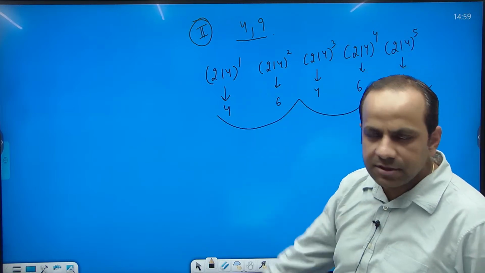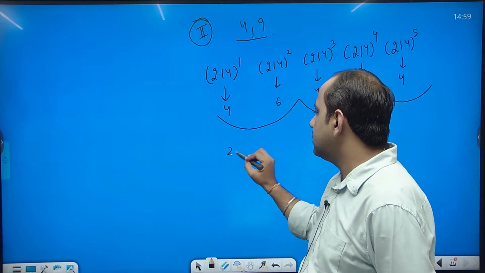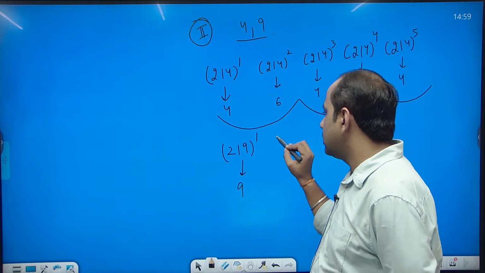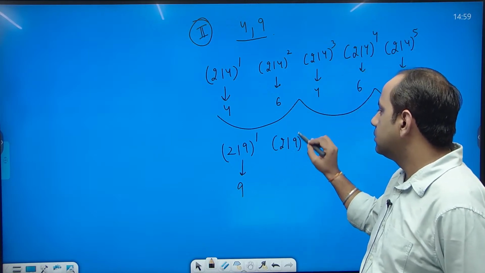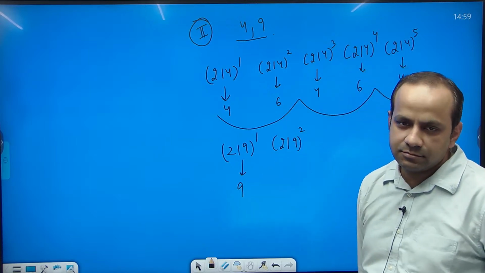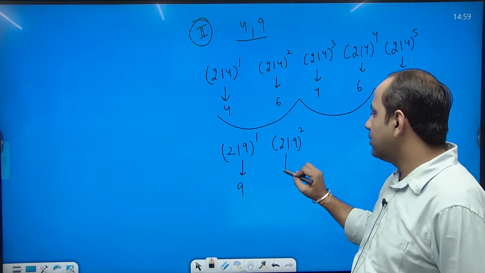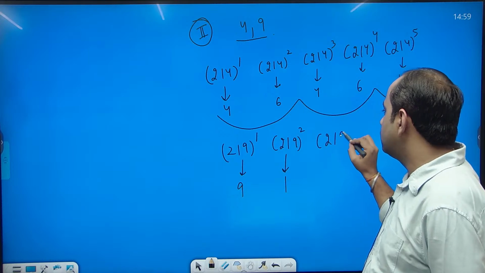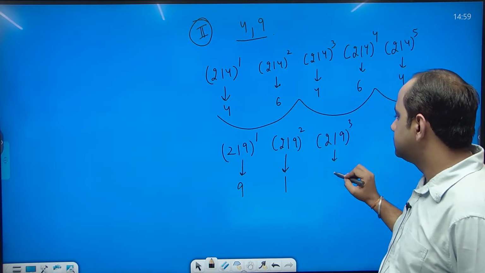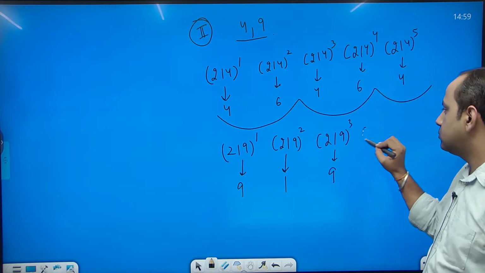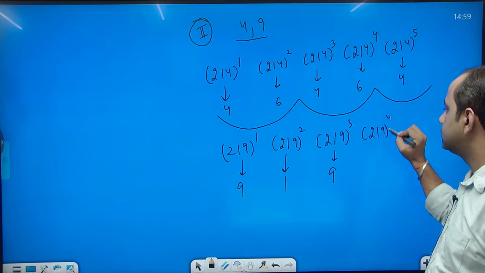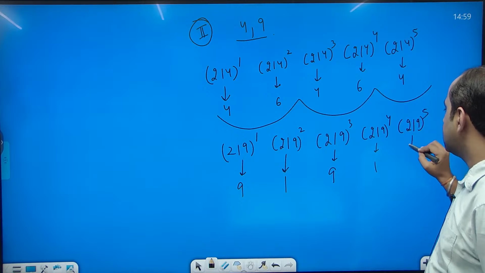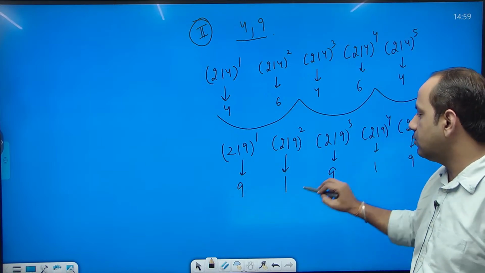And the same is the case with 9 also. If I say 219 to the power 1, the unit digit will be 9. 219 square, odd multiplied by odd will never give 8. 219 cube, 219 to the power 4, 219 to the power 5, again 9, 1, 9, 1, 9, 1.